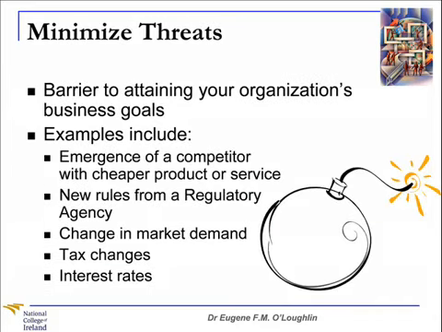And the last of the 4 features in a SWOT analysis is the T for threats. We want to minimize the threats. These are changes that can happen in the external environment that could become a barrier to attaining your organization's business goals. Examples here could be a competitor has emerged with a cheaper product. A regulatory agency may well have introduced some new rules that you must abide by. There could be a change in the market demand, changes in tax, and changes in things like interest rates or exchange rates. These are external things which you have no control over, so you need to minimize these.